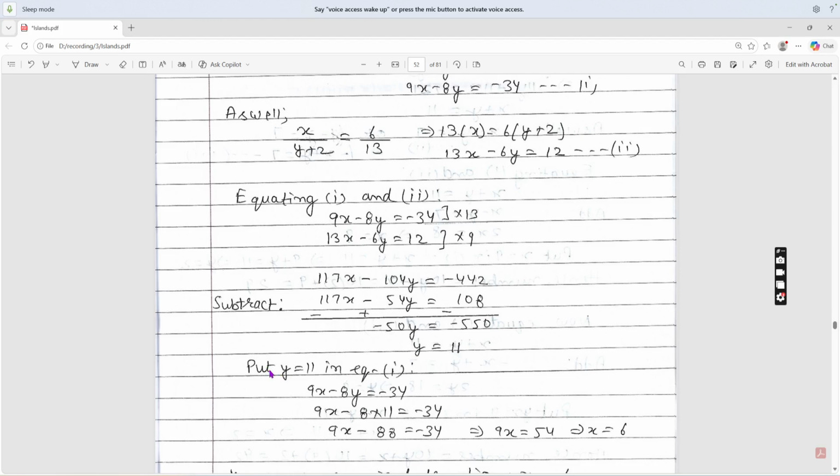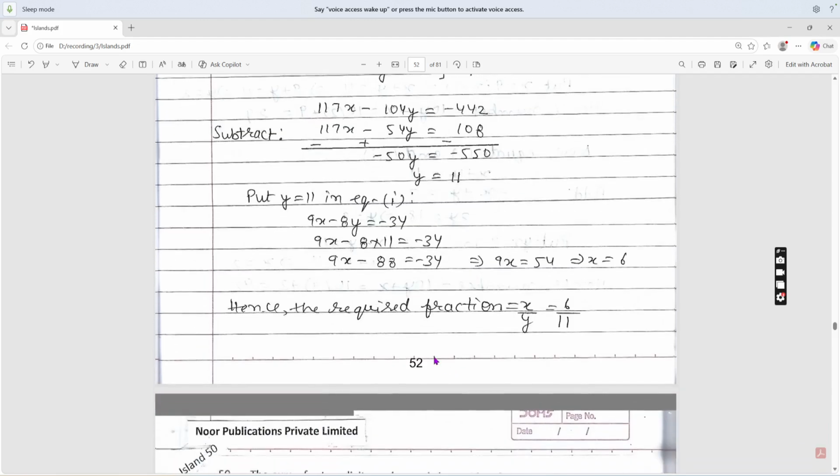Now we are going to put y is equal to 11 in equation 1. Equation 1 is 9x minus 8y is equal to minus 34. So 9x minus 8 into 11, because y is equal to 11, is equal to minus 34. So 9x minus 88 is equal to minus 34. So 9x is equal to minus 34 plus 88, which will give us 54. So x is equal to 54 upon 9, that is equal to 6. So our fraction will be 6 upon 11, that is x upon y.